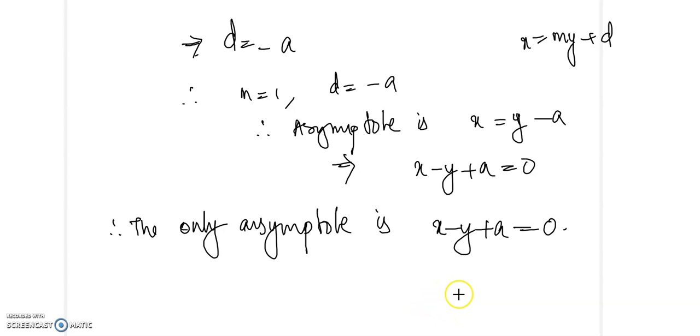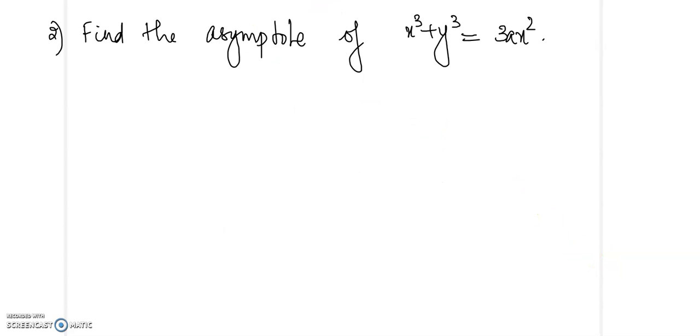So this is how we obtain asymptotes of the form y equal to mx plus d or x equal to my plus d. And please solve this problem also in a similar way. So find the asymptote of x cube plus y cube equal to 3a.